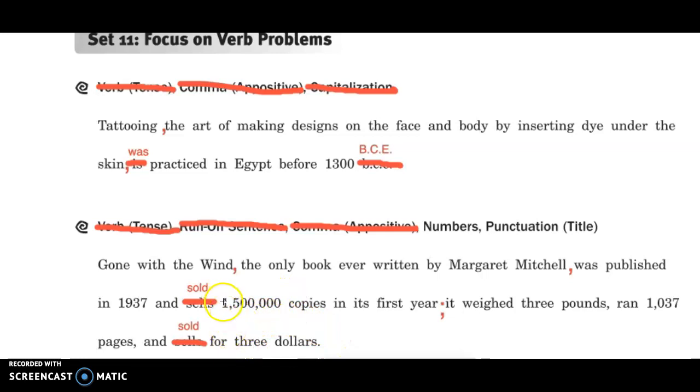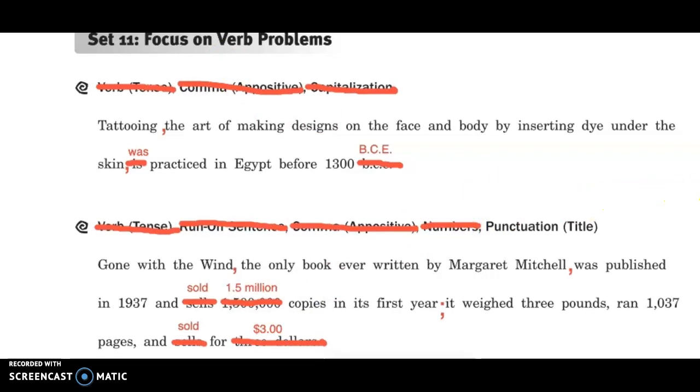So to simplify them, I'm going to get rid of this large number. And a simpler way to write it is 1.5 million. Then, to simplify my last number, I'm going to get rid of $3, and I'm going to replace it with the version that uses our dollar sign and numerals as well. That would fix my number errors.